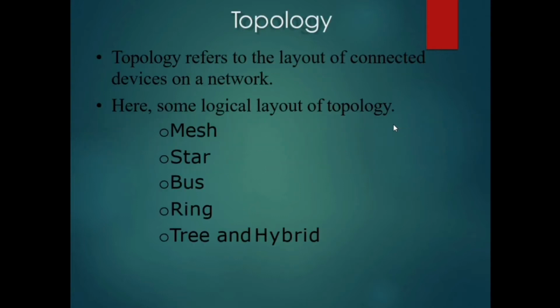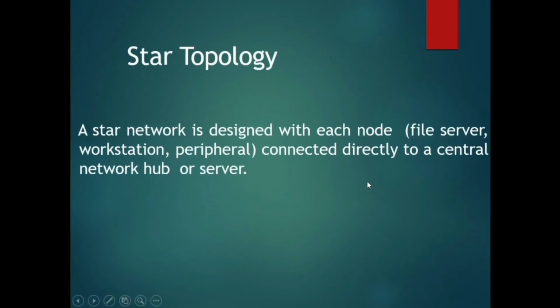Now, topology refers to the layout of connected devices on a network. Here are some logical layouts of topology: mesh, star, bus, ring, tree and hybrid. These are the topologies we have in our books for study, but today I will not discuss all of them. I will discuss some of these topologies, star topology first.